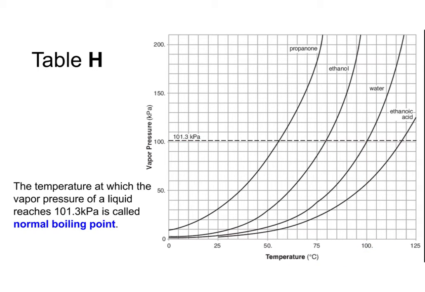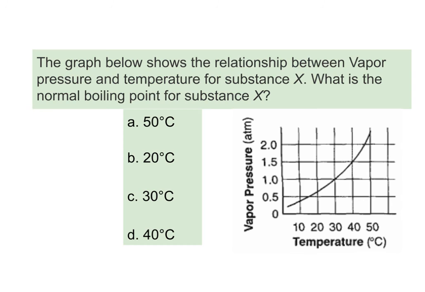Let's see. Normal boiling point of propanol is 55 degrees Celsius. Normal boiling point of ethanol is 80 degrees Celsius. Normal boiling point of ethanol is higher than normal boiling point of propanol, which suggests that intermolecular forces in liquid ethanol are stronger than in propanol. So, the comparison of boiling points can give us some insight on how strong the intermolecular forces in the liquid are. Let's see some practice problems.